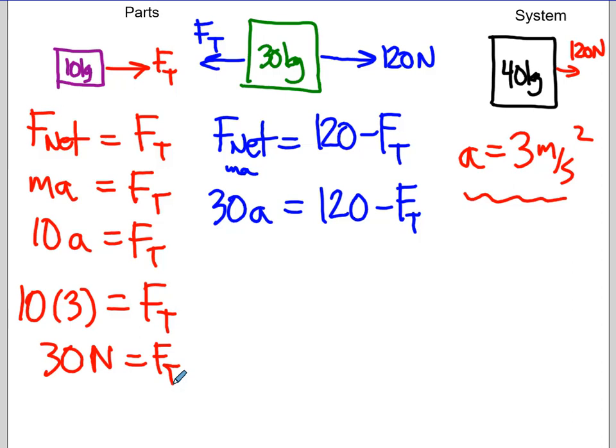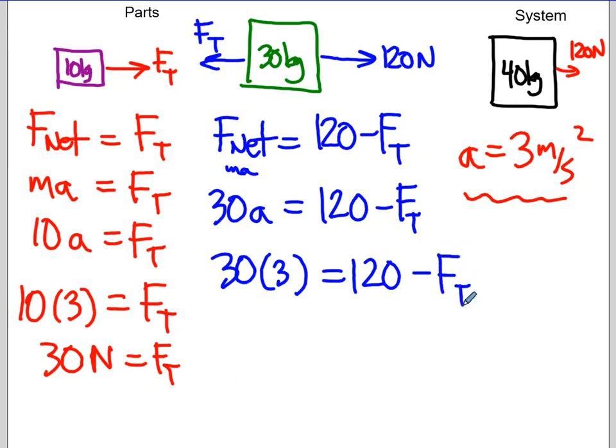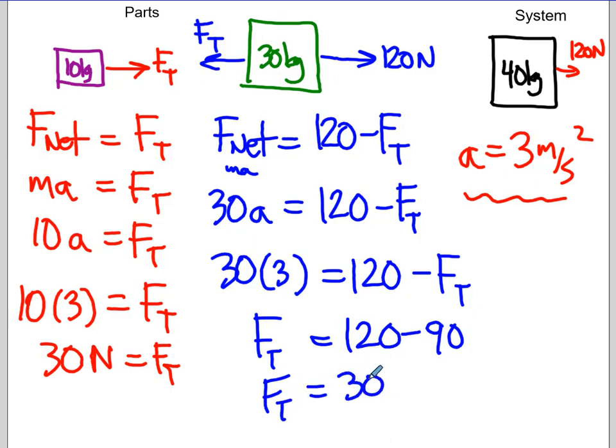Okay, now if I go back to the 30 kilogram box, if I put a 3 in for that A value, and I solve for the missing FT, you probably won't be surprised to see, and I'm going to rewrite FT on this side and go 120 minus 90, and no surprise there, because it has to be the same tension force because it's shared between the two. I got 30 newtons for both.